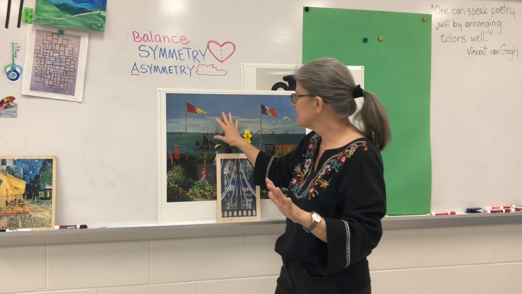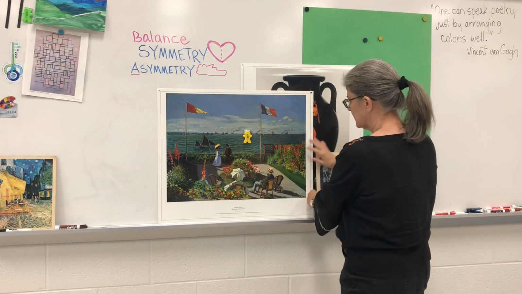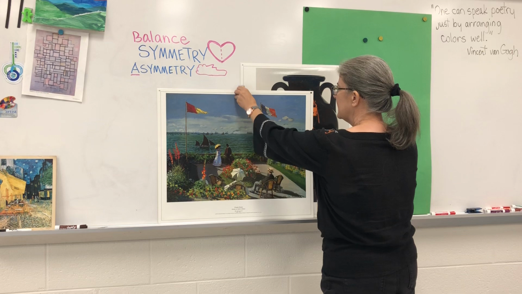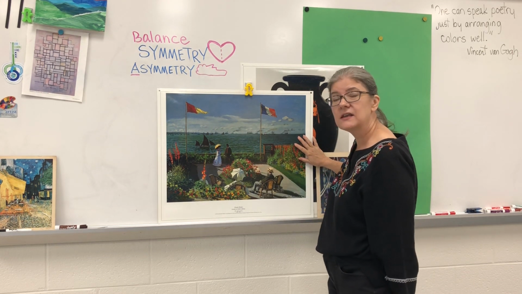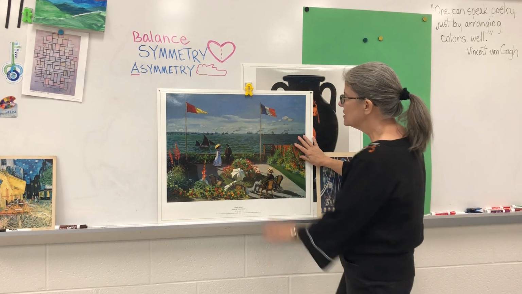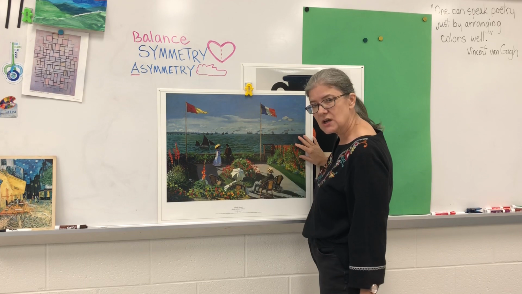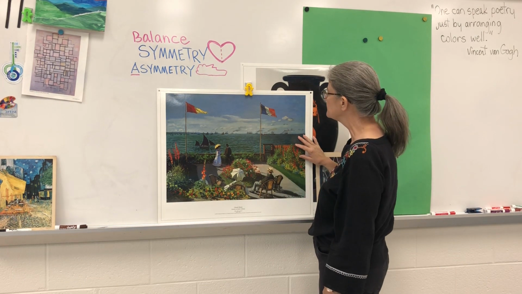So we're going to look at this landscape right here. I'm going to move this one out of the way. We'll get to it in a moment. This is a landscape by Claude Monet. He was French. That means he was from France. And you know that a landscape is a picture of things outside. It can be a photograph or a drawing or a painting.